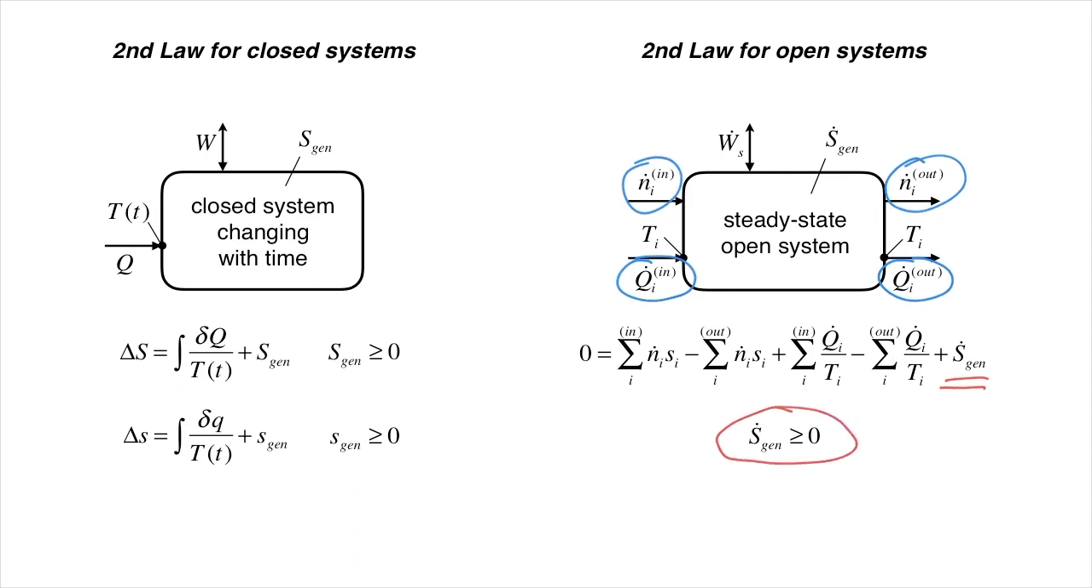Using this form of the second law, combined with the first law for open systems, let's take a detailed look at our process and try to work out the work produced as well as the entropy generation rate in the various units.